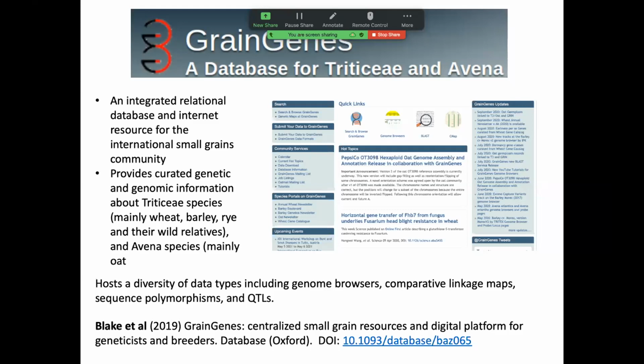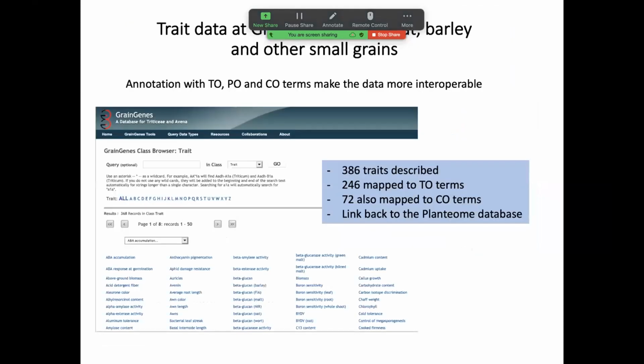I just put a citation down here for Victoria Blake, who's one of the main curators. She has a recent paper on the GrainGenes database in Database last year. I want to show you an example of how we're annotating trait data at GrainGenes and integrating it with Planteome and with the CO terms.